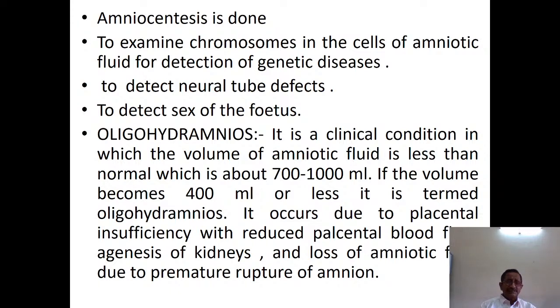Next, it detects neural tube defects. So if a defect of the neural tube is there, that can also be seen in the amniocentesis fluid cells. To detect the sex of the fetus, of course, when you are seeing the chromosomes, you can see whether there are XX chromosomes or XY chromosomes, so that you can determine the sex of the fetus.